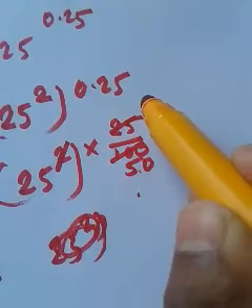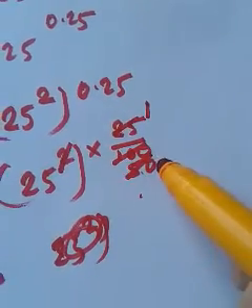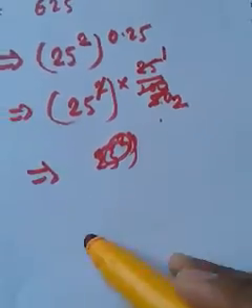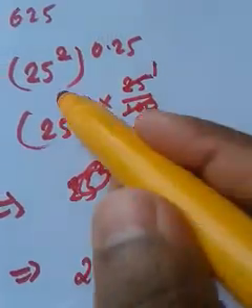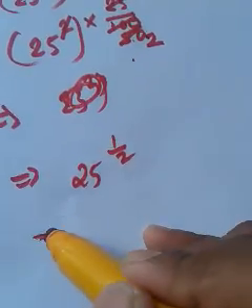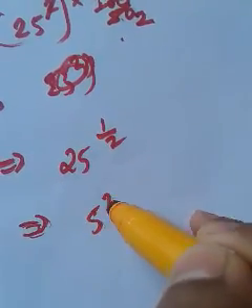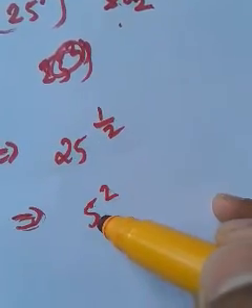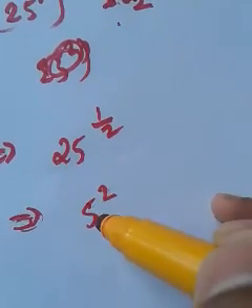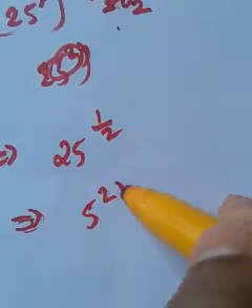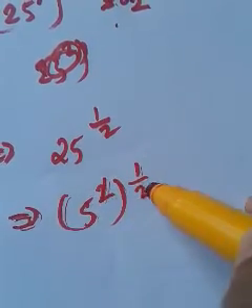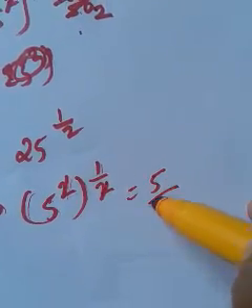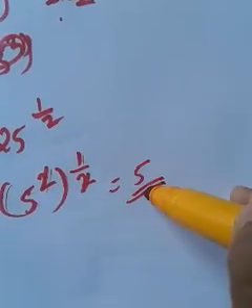In 25 how many 25? 1. In 50 how many 25? 2. So in short we got the answer as 25 raised to 1 by 2. Clear? And this 25, can you write it as 5 square again? Yes, 25 is nothing but 5 square. So 25 raised to 1 by 2 becomes 5 square raised to 1 by 2. Then you can cancel this 2 and 2. You will get the final answer as 5 raised to 1, or 5.